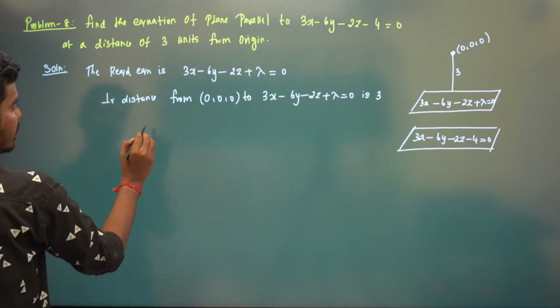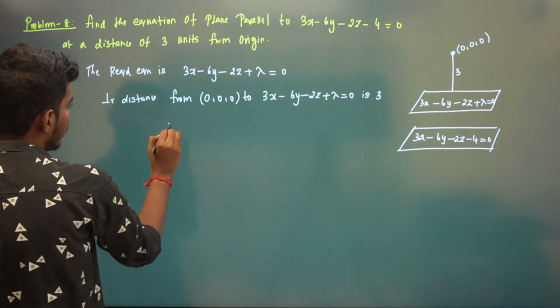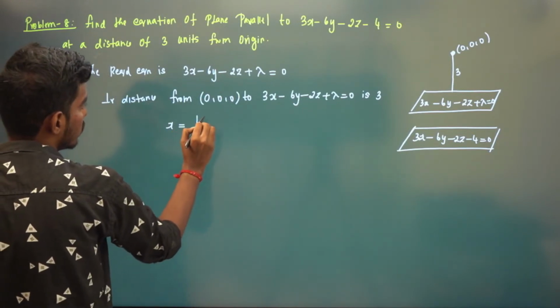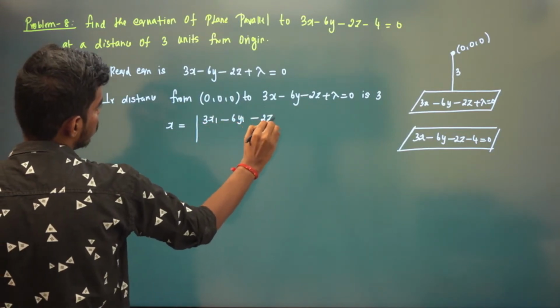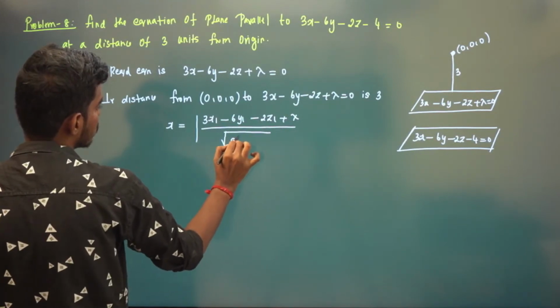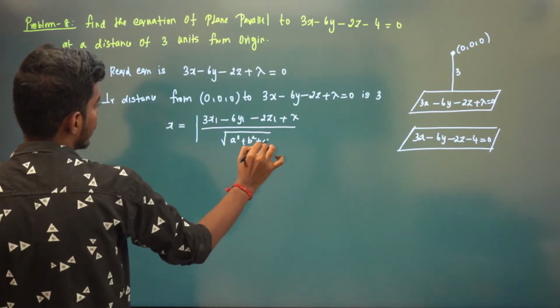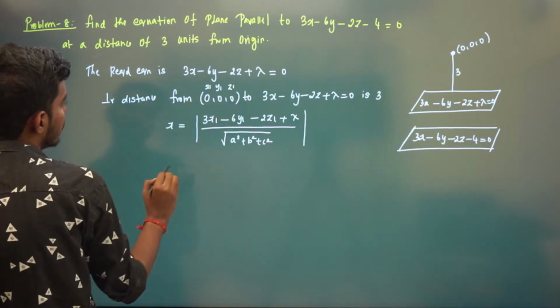Now you know the formula, right? So what is the perpendicular distance from a point to the plane? It is given by x is equal to the modulus of 3x1 minus 6y1 minus 2z1 plus lambda, divided by root of a square plus b square plus c square. So here our x1, y1, z1 are 0.